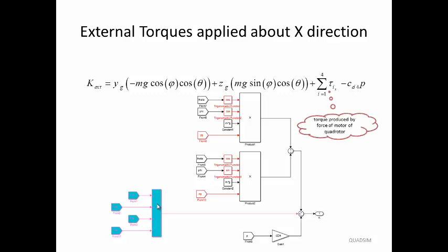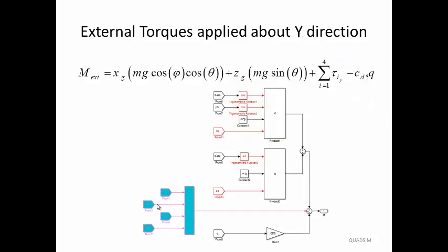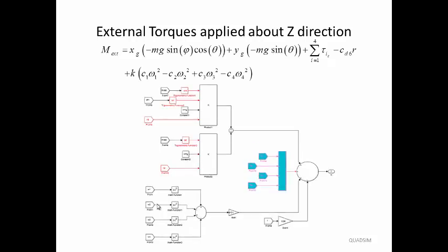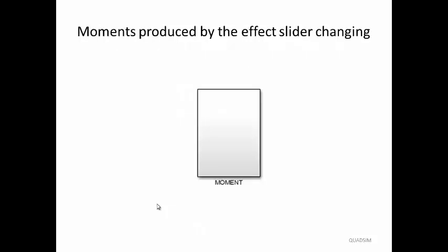What about tau? Tau is the torque produced by the force of the motor of the quadrotor, and p is the angular velocity of the origin of the quadrotor about the x-axis. But what about the y direction? The external torques applied about the y direction, you can see, and about the z direction, you can see the formula and blocks in Simulink.